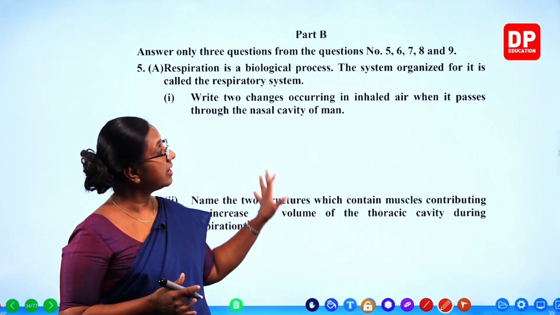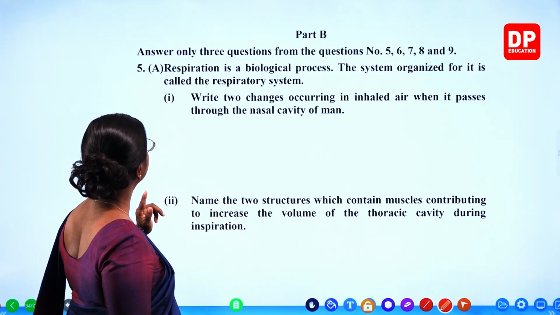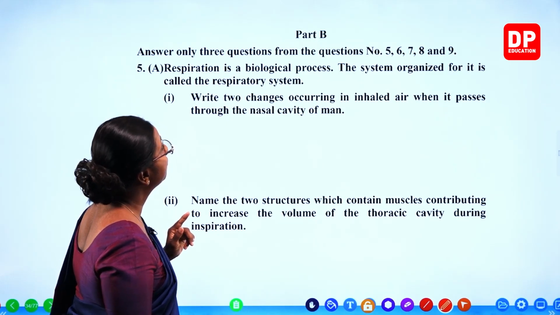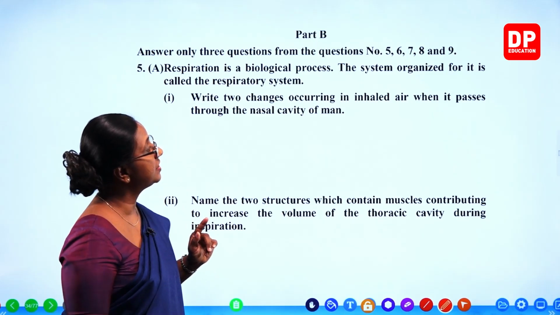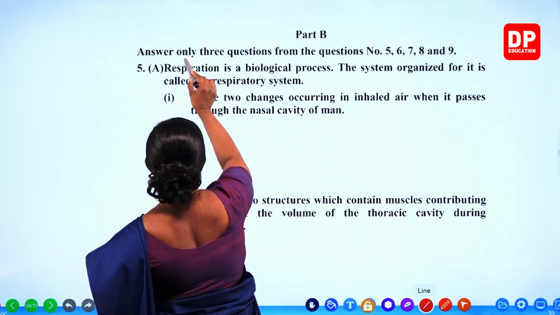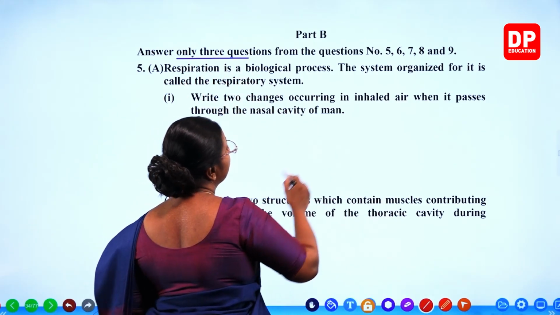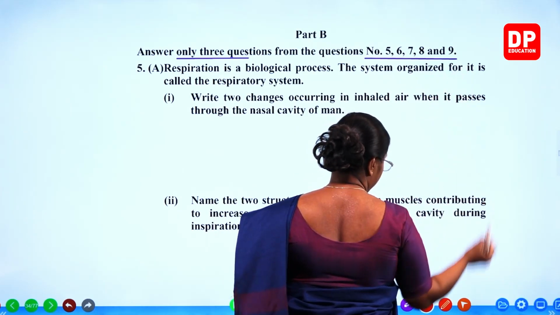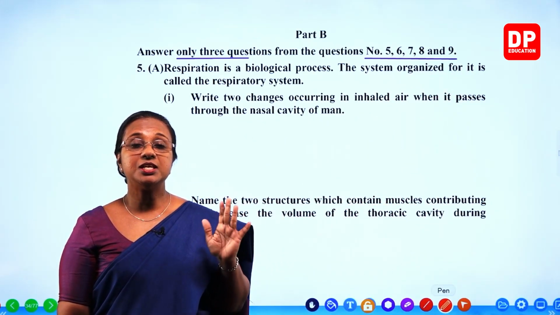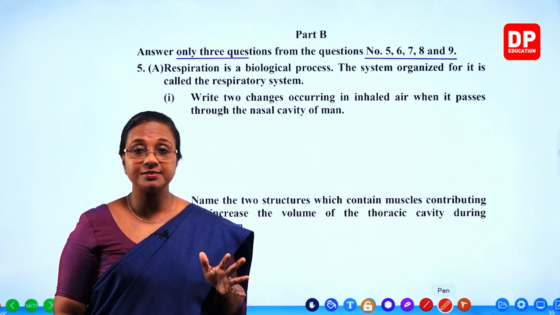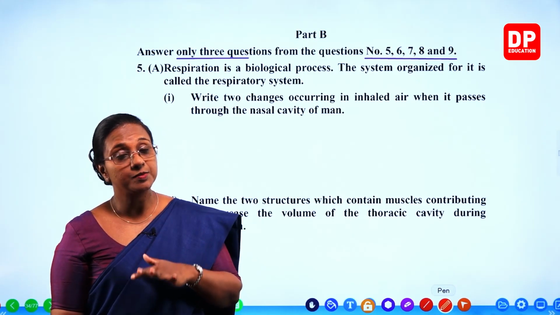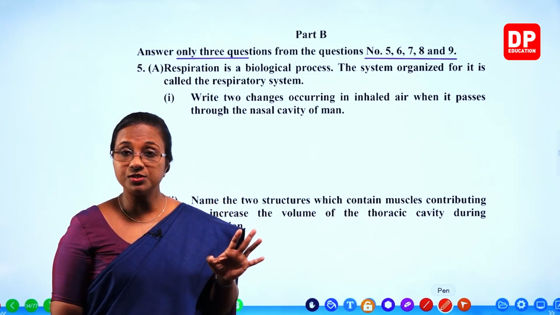But here, there are questions. If you read the instructions, you all know, you answer only 3 questions from questions number 5, 6, 7, 8 and 9. So, here there are 5 questions, and you need to answer only 3 of them. Each question is out of 20 marks and they can have a part A, part B, sometimes part C, sometimes part D also.